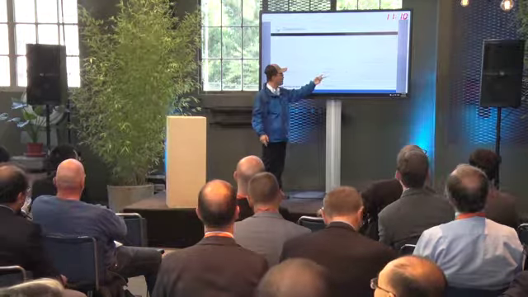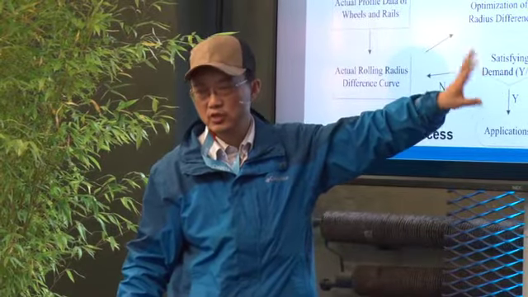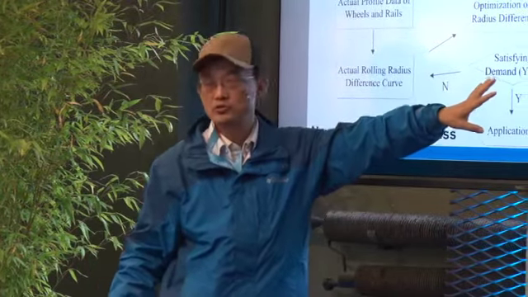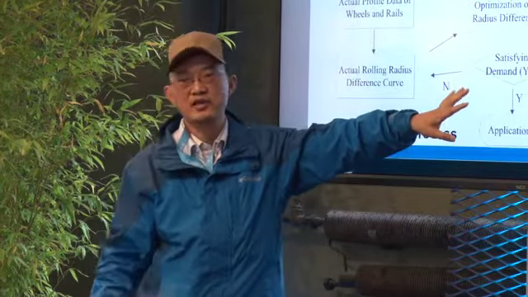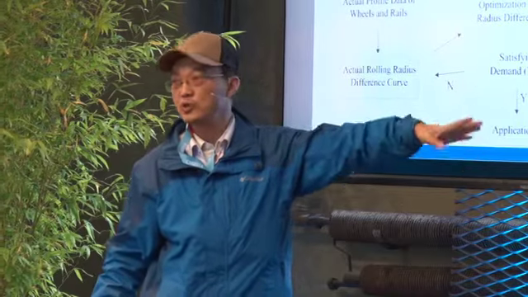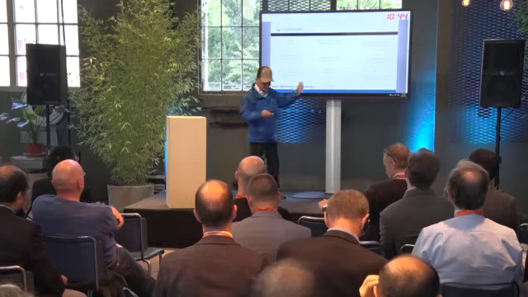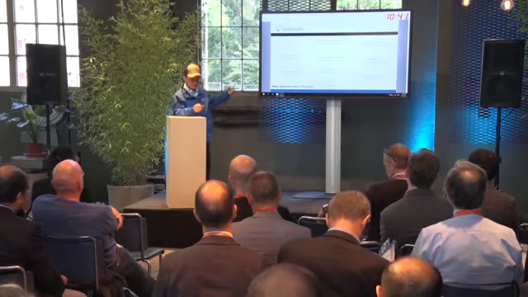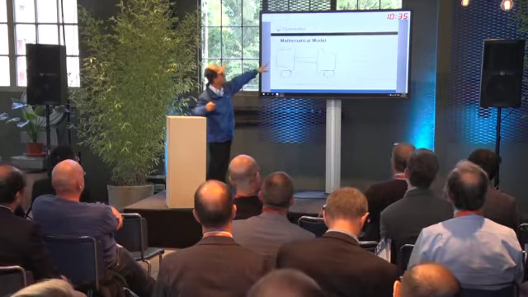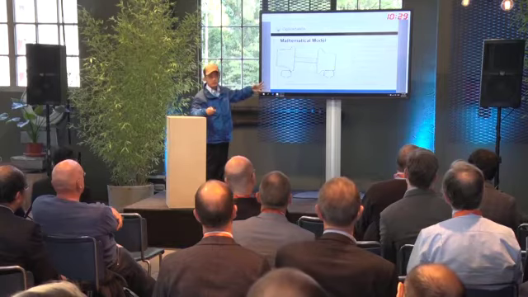If this rail profile satisfies the demand, how to check it? We can do computer simulation with the vehicles and the track, and also a stress calculation of the contact areas. If it's okay, then we can apply it for the grinding. If not, we have to go back and do it again and again.